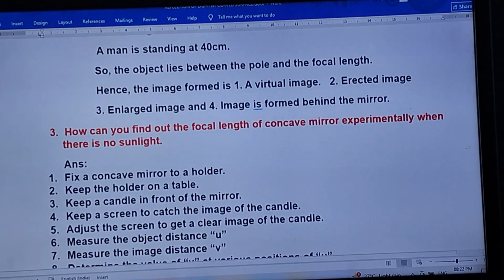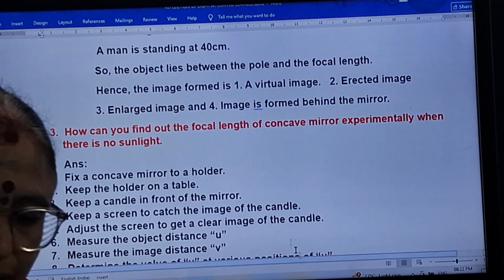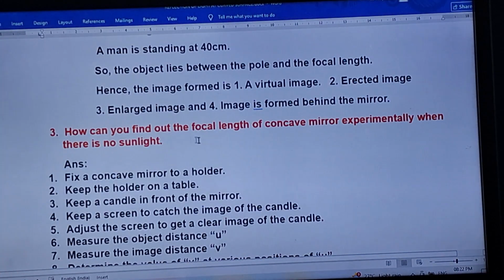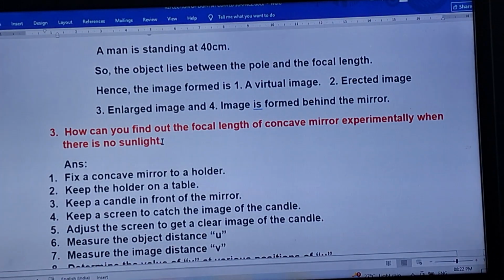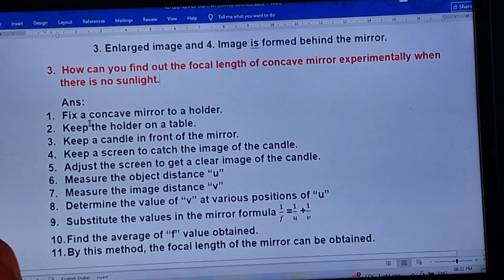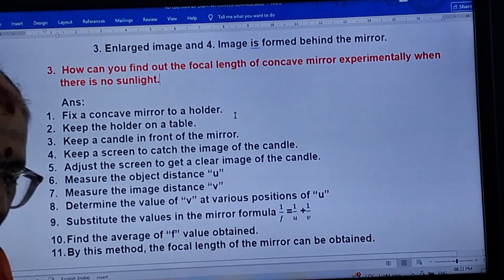Now the third question is, how can you find out the focal length of a concave mirror experimentally when there is no sunlight? Usually when sunlight is there, you can focus the mirror to the sunlight and you can get the image. The question here is, when there is no sunlight, how can you get it? So for this, your answer is, first fix a concave mirror to the holder.